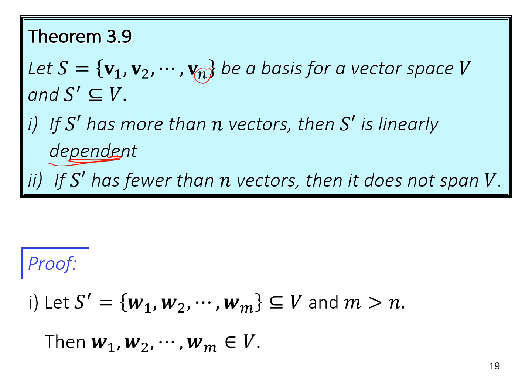And then if S prime has fewer elements, that means fewer than n, then it does not span V. Let me repeat. If the number of elements in S prime is less than the number of elements in the basis of V, then S prime does not span V. I left the proof for you to read and try to understand. Step by step is given in this slide and the next slide.